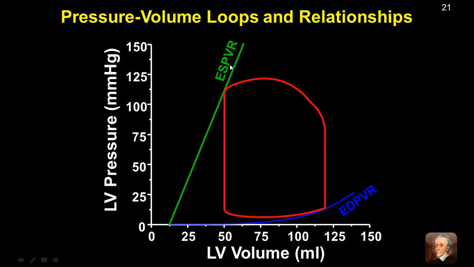The end systolic pressure volume relationship is roughly linear and describes the end systolic properties of the chamber, whereas the end diastolic pressure volume relationship is nonlinear, and this describes the mechanical properties of the heart when it's in its most relaxed diastolic state. What determines where inside of these boundaries the loop exists, and also the shape, the width, and the height, are determined by the preload and the afterload. And we'll see a little bit of that in just a minute.